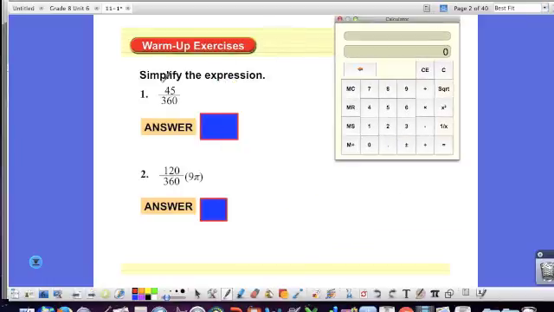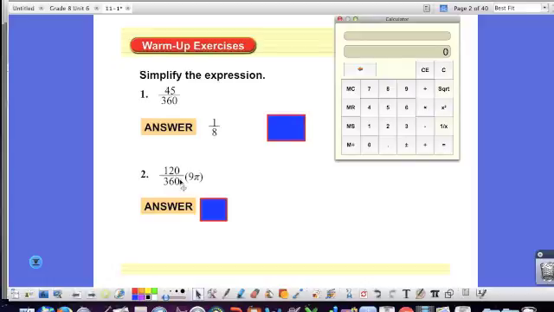Simplifying the expressions. 45 and 360 are both divisible by 45. 360 divided by 45 is 8. So 45 divided by 45 is 1. So 45 over 360 is going to be equal to 1/8.